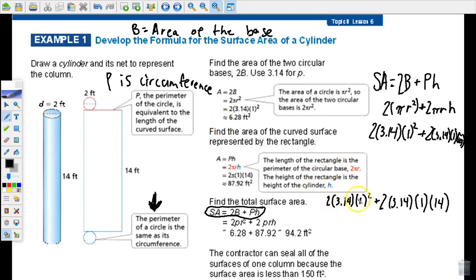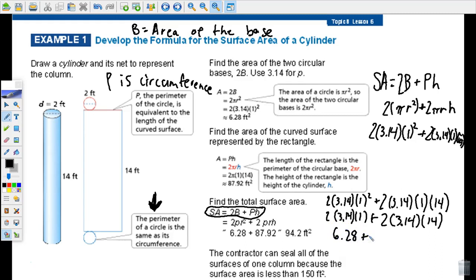So we've got the area of both bases, and then we've got the perimeter times the height. And we're adding them both together after we work it out. So PEMDAS: 1 squared is 1, times 3.14, times 2, plus 2 times 3.14, and then 1 times 14 is 14. So now 2 times 3.14 times 1 is 6.28.